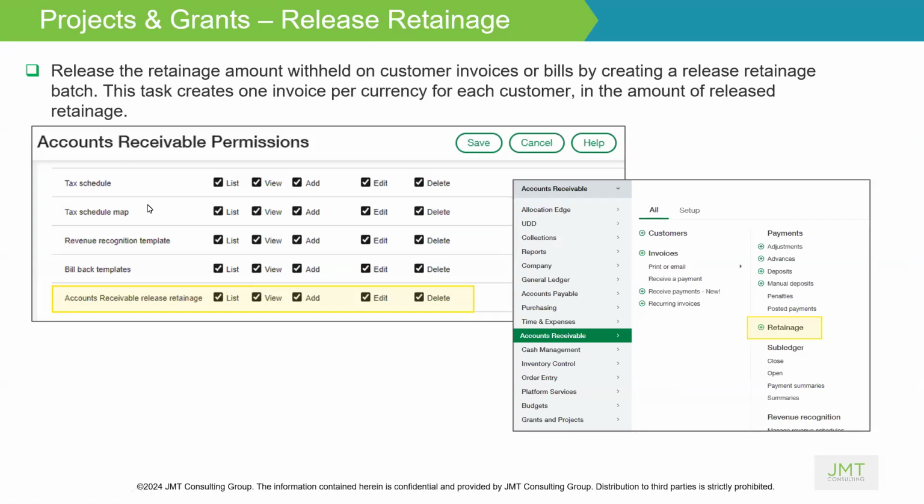When it comes to release retainage, you'll create a release retainage batch. This creates one invoice per currency for each customer in the specified amount. So let's say you initially retain $1,000. You can only release half of that if you need. So of course your users will need permissions set up under the accounts receivable or accounts payable permissions. And then you'll run your retainage right within the AR or AP module.